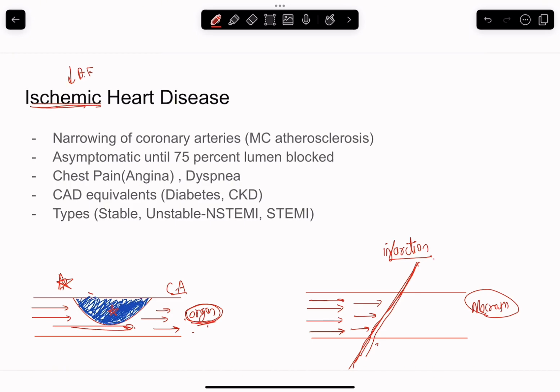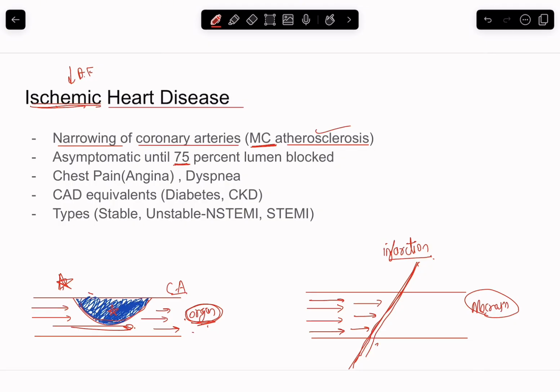Now let's discuss what ischemic heart disease is. So ischemic heart disease is when the coronary arteries are narrowed down due to underlying pathologies. The most common cause of narrowing of coronary arteries is atherosclerosis. Atherosclerosis is nothing but a plaque formation within your coronary artery lumen that reduces the blood flow that's going to your heart. Okay. So now some sources say that the number is 75%, or some sources say it is 70%. But for this lecture, we are going to stick with 75%.